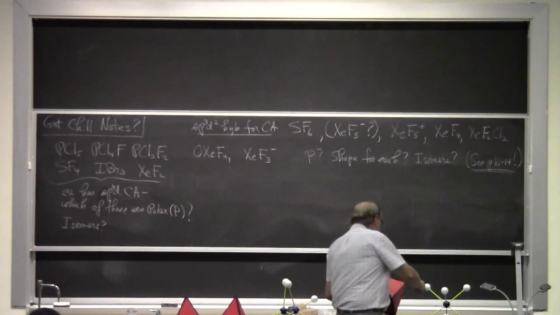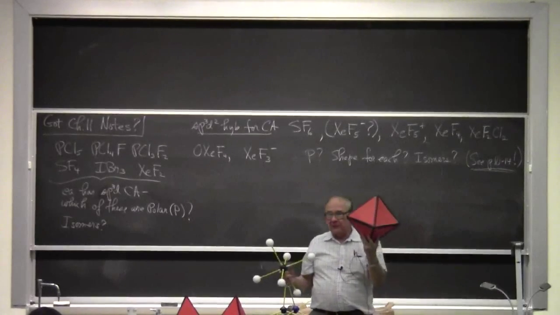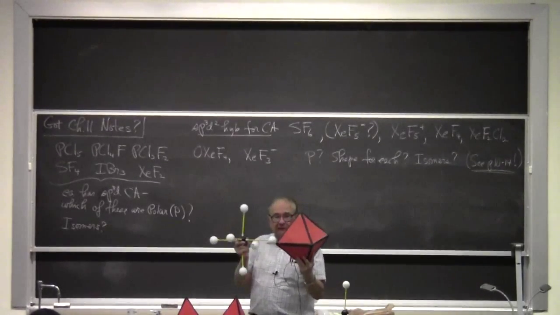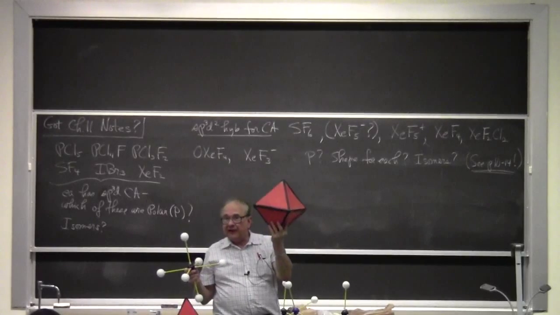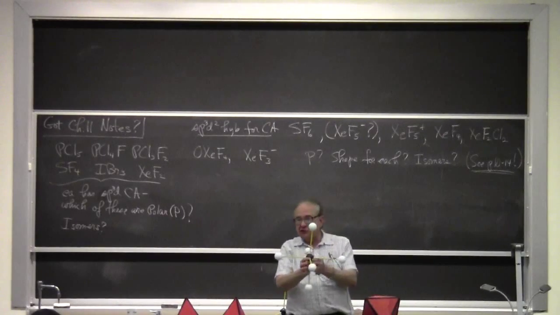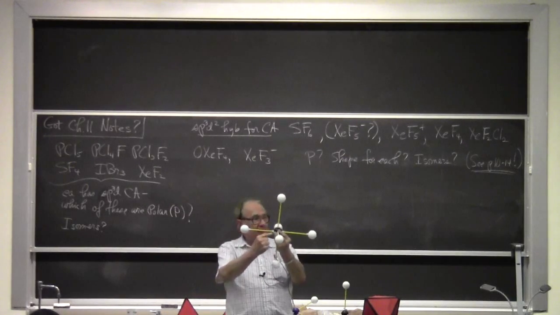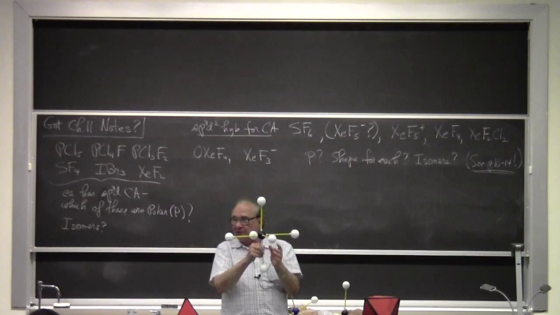Ball and stick model. Now, the solid state model shows you that there are 1, 2, 3, 4, 5, 6 apices for the octahedron. And those are the positions in space taken by the 6 atoms which surround the central atom for a material which is octahedral in shape.